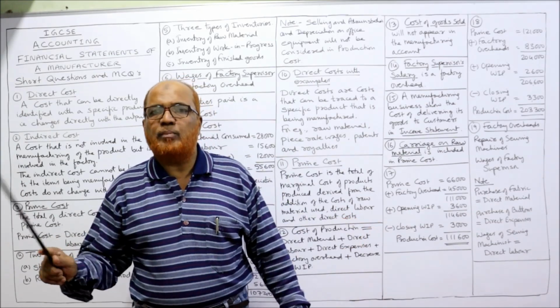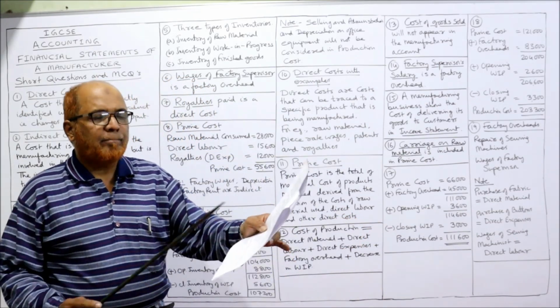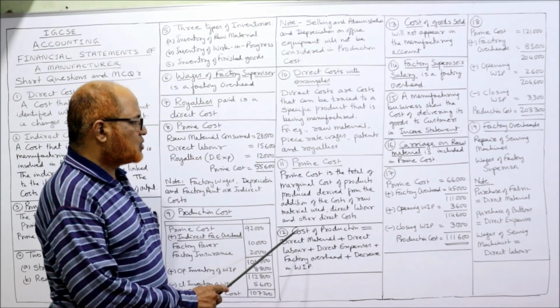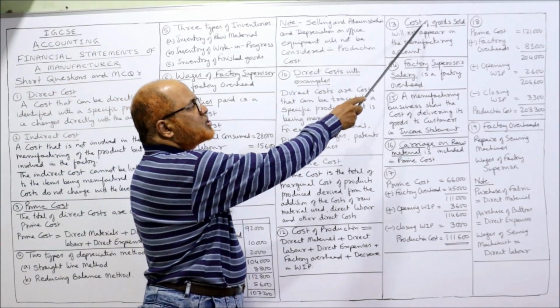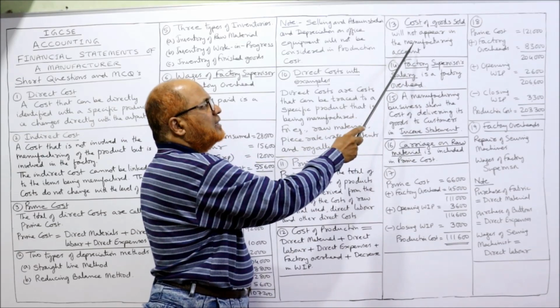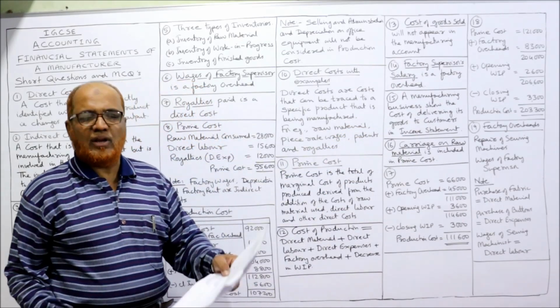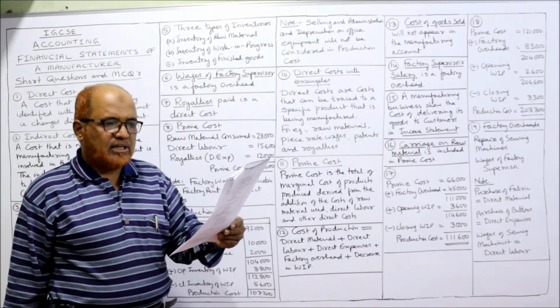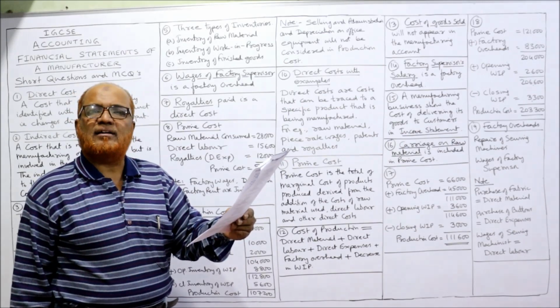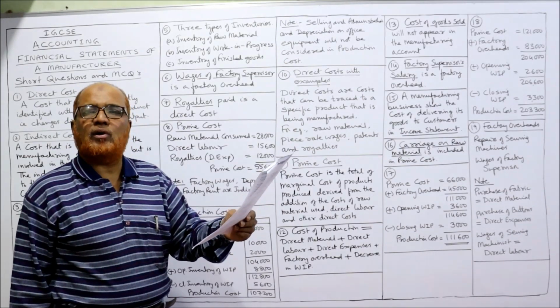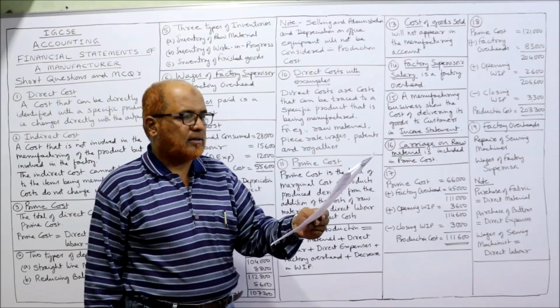Cost of goods sold will not be considered in the manufacturing account. So here, cost of goods sold will not appear in the manufacturing account. Now 14th. Again MCQ. Which of the following is a factory overhead? The 4 items are given.